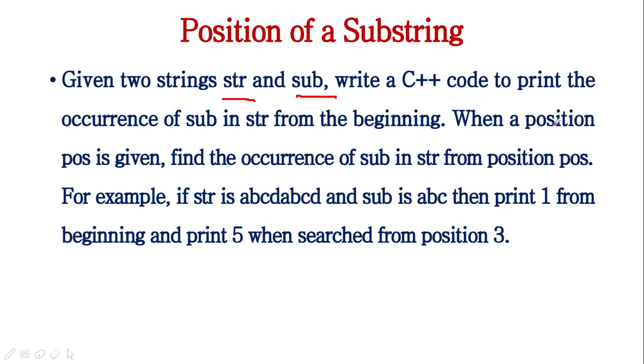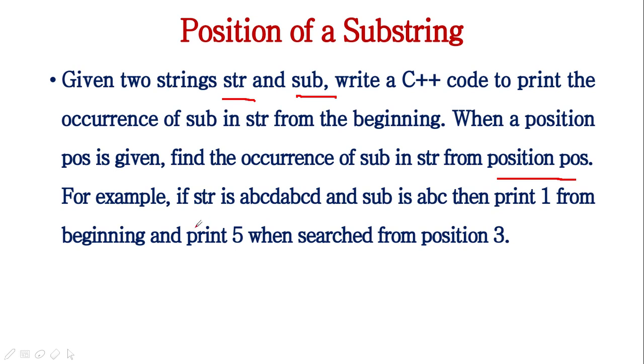And you can also be given a position. In the same way, the find function of Python also takes an optional second argument. If you mention a position, then the find function will search for the substring in the given string from that particular position. Similarly, in this problem, when a position P is given, find the occurrence of sub in str from the position P.